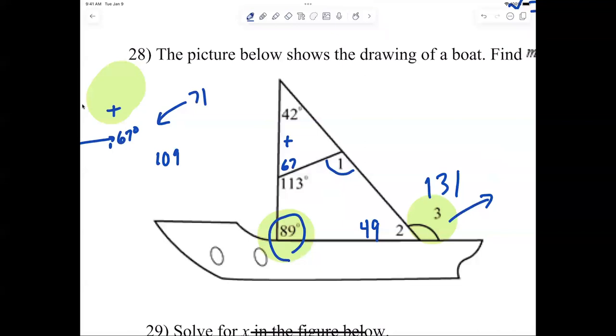I don't understand how you got 109 for angle 1. Well, angle 1 is an exterior angle. 67 plus 42 is equal to angle 1. Or you could say 67 plus 42 subtracted from 180 is that angle, and then you do 180 minus that to get angle 1. There's lots of different ways to look at it. Anybody have any issues?